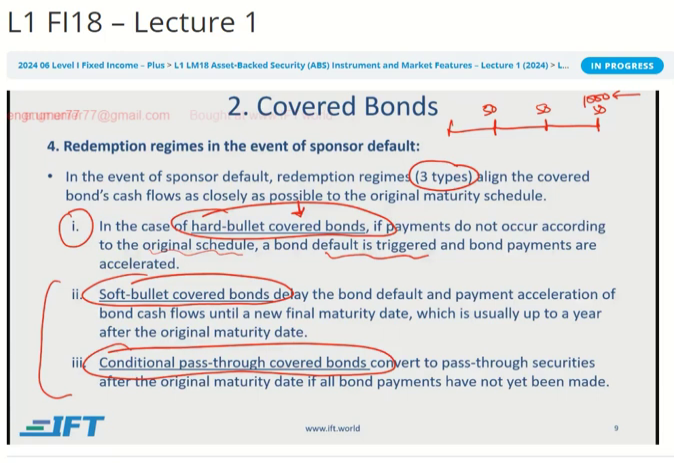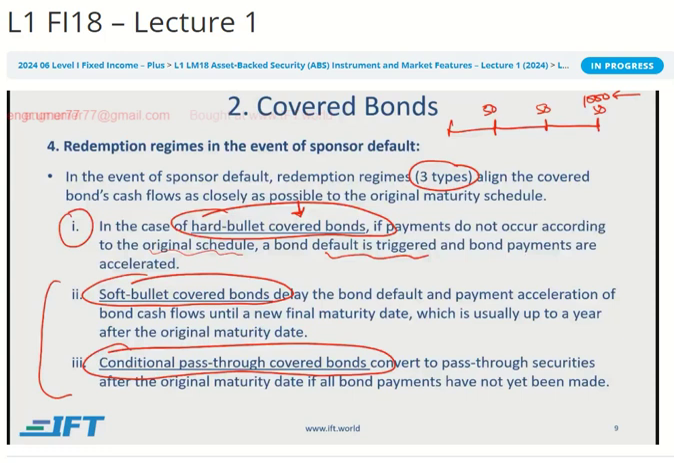Now, before I get into what happens when a default is triggered, why is the payment missed, and why is it highly likely that a payment can be missed? See, you have to understand the nature of the underlying pool. It's mortgages, and sometimes payments are not what you thought they would be. So a hard bullet covered bond has absolutely no flexibility, right? If the payment is not made as per the original schedule, then a default is triggered, and the bank is then forced to liquidate the assets.